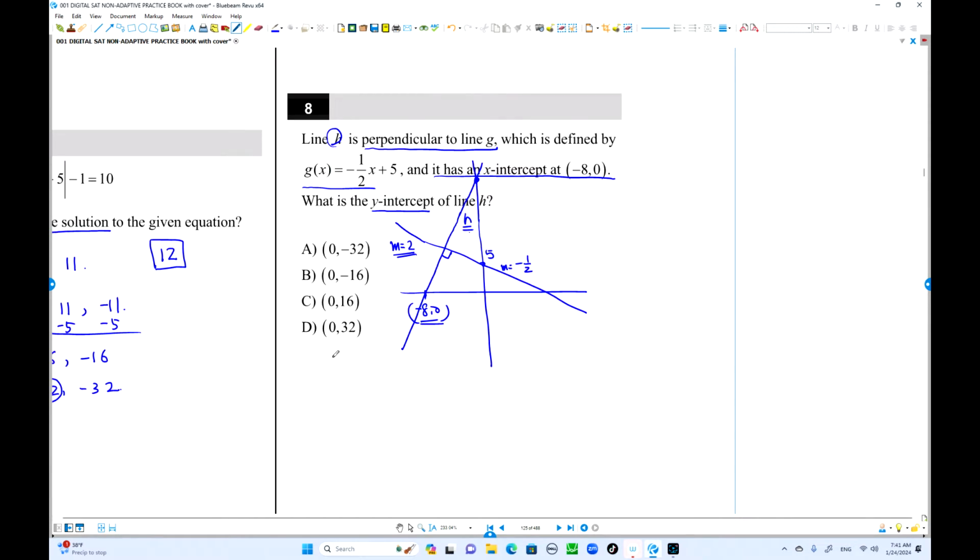Okay, now let's use the point-slope form. y minus y1 equals the slope times (x minus x1): y minus 0 equals 2 times (x plus 8). That is the equation of this line. To find the y-intercept, where is the y-intercept? Okay, y equals 2x plus 16. 16 is what? The y-intercept, because this is slope-intercept form. Okay, the intercept is the y-intercept. That's the 16. So when x equals 0, y equals 16. Don't choose (16, 0), okay? That is not the y-intercept.